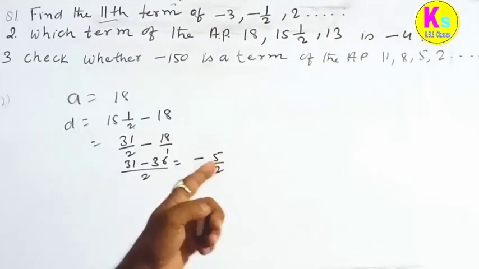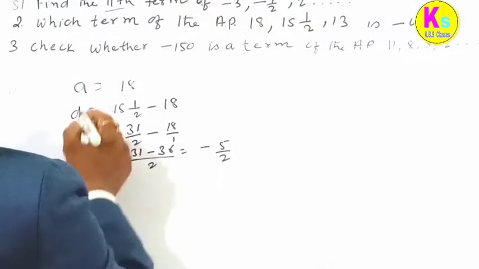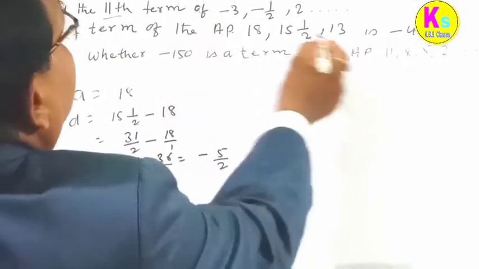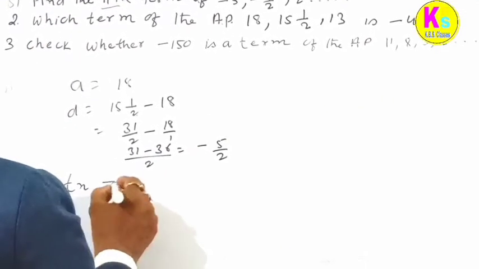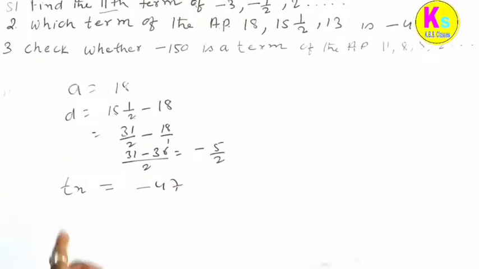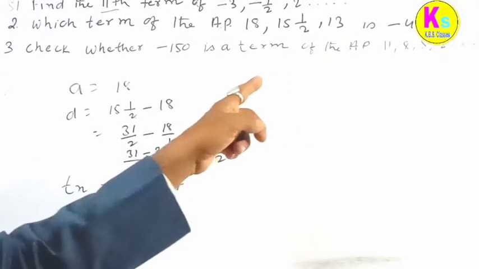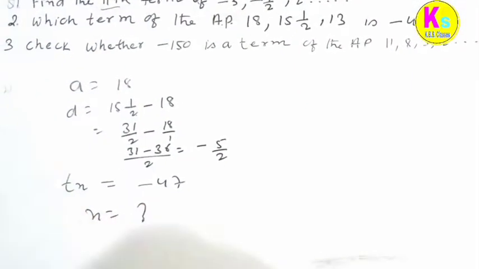You must use the sign. And here the nth term means Tn. Tn is already given, minus 47. The nth term is given, and you have to find out this n. So what is the value of n? This is the question.